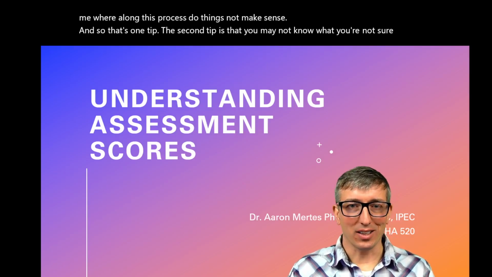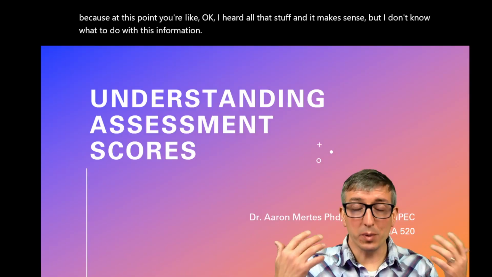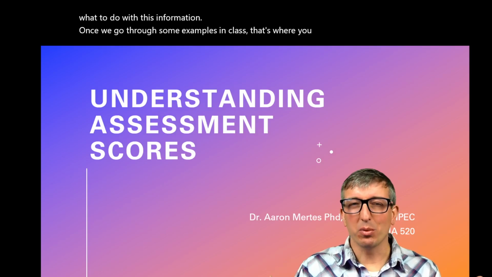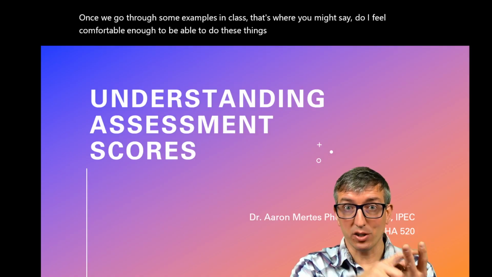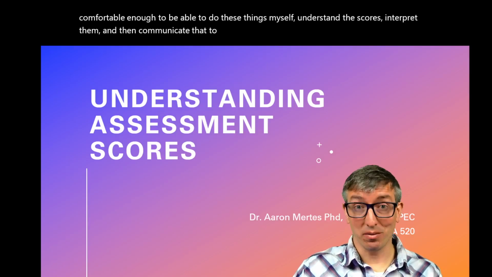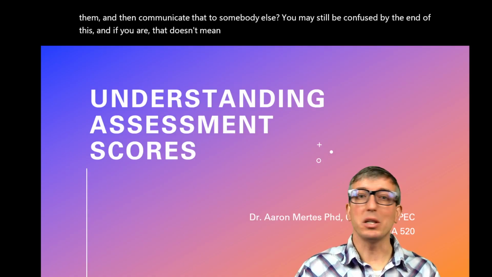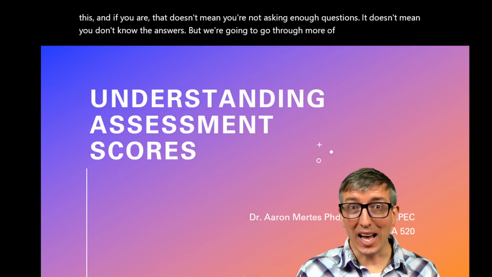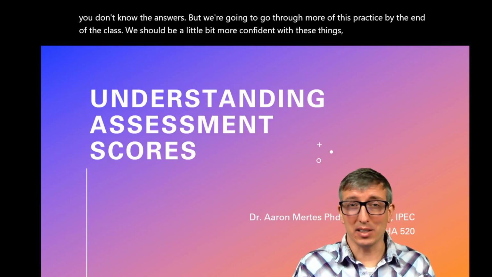because at this point you're like, okay, I heard all that stuff and it makes sense, but I don't know what to do with this information. Once we go through some examples in class, that's where you might say, do I feel comfortable enough to be able to do these things myself, understand the scores, interpret them, and then communicate that to somebody else? You may still be confused by the end of this. And if you are, that doesn't mean you're not asking enough questions. It doesn't mean you don't know the answers, but we're going to go through more of this practice. By the end of the class, we should be a little bit more confident with these things. But again, this is going to take practice beyond the class too.